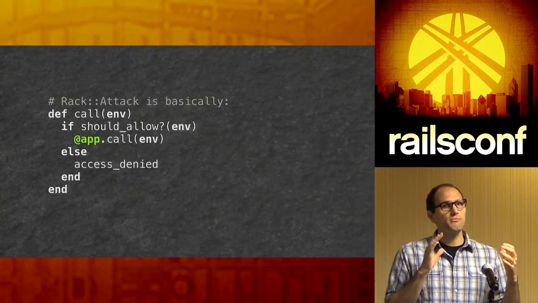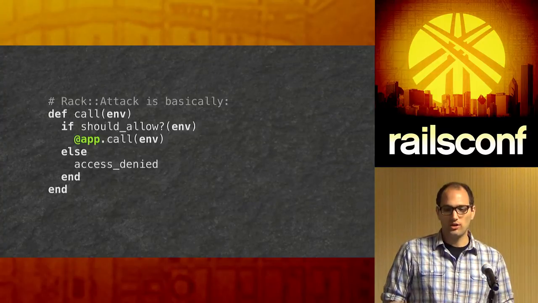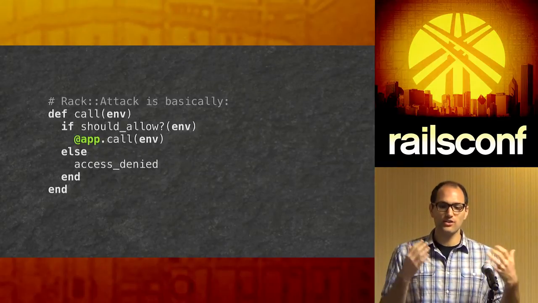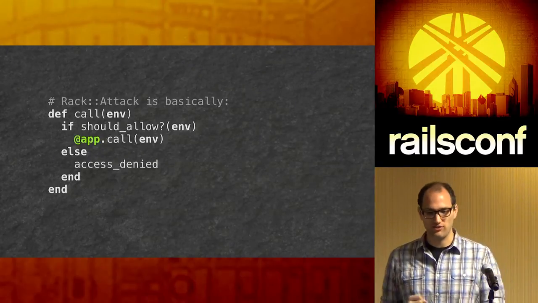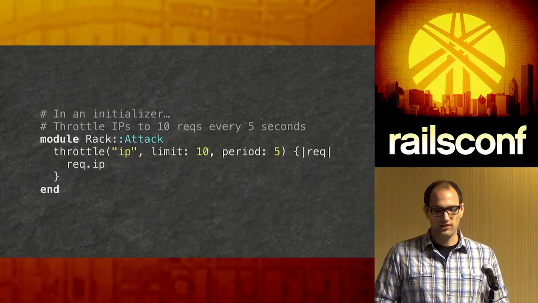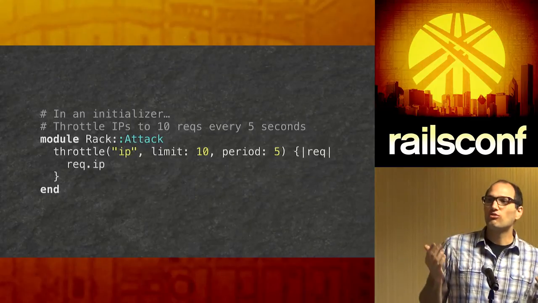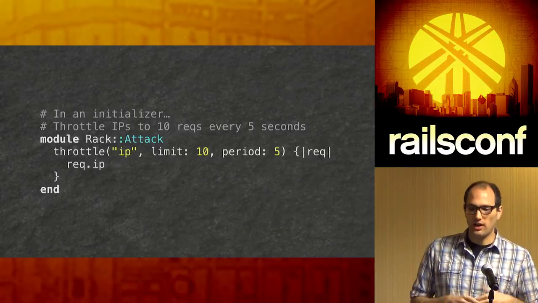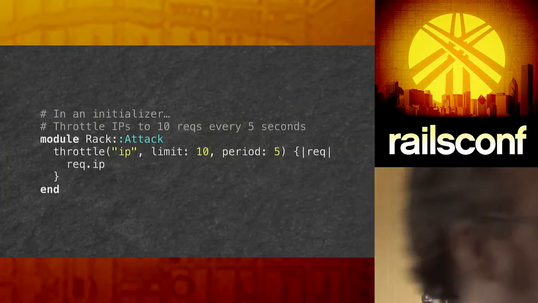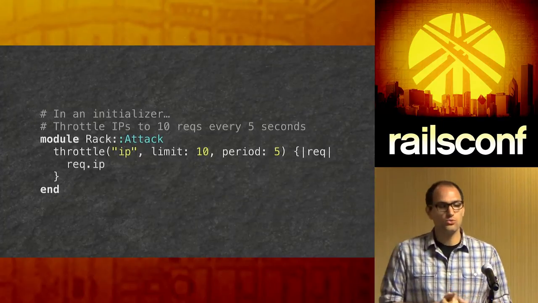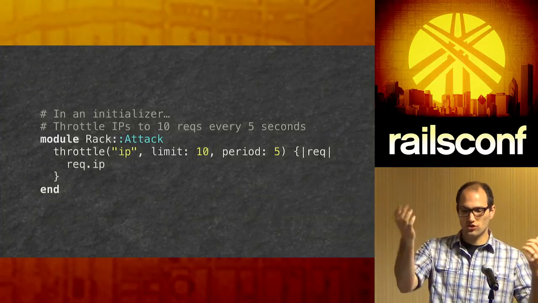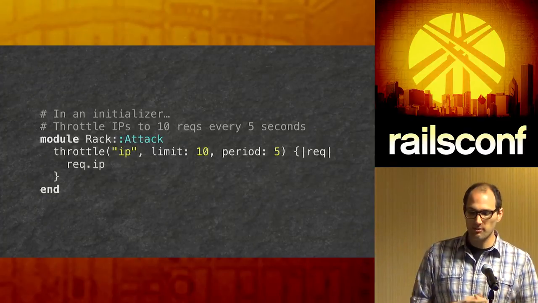But so that's what you get when you just use the Rack middleware for free. But we don't yet know what this should allow method should be. That's code that you have to configure yourself, of what do you want to throttle on. So that looks like this. This is a generic throttle that you might put in an initializer to configure Rack Attack. The important stuff that's going on here is we are calling the throttle class method on Rack Attack. So that's just something we expose to let you plug into the middleware.